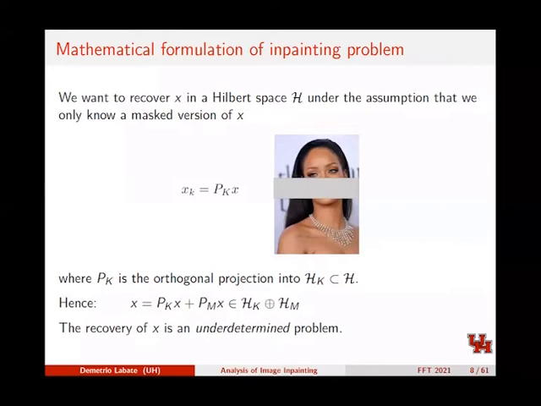And so the unknown function I want to recover is in fact the direct sum of two components, each one of which lives in one of two mutually orthogonal subspaces of H. Clearly the recovery of x is an underdetermined problem, so I need to add some other condition if I want to find a specific solution, right?